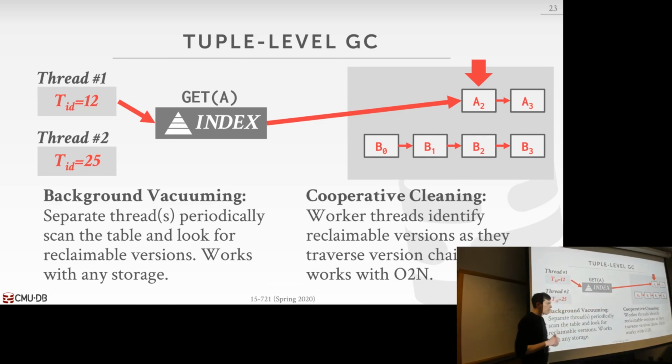Yes? Is the overhead just with a background vacuuming thread? Because you could maybe during the day only run the cooperative cleaning, and then at night you clean up the dusty corners. So would there be overhead with that 15%? Would that include the cooperative cleaning?